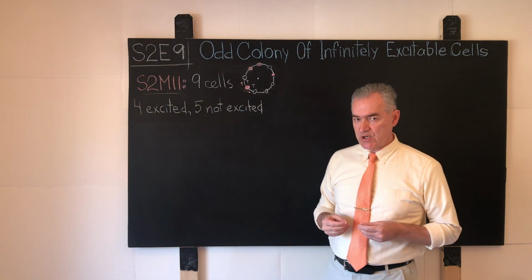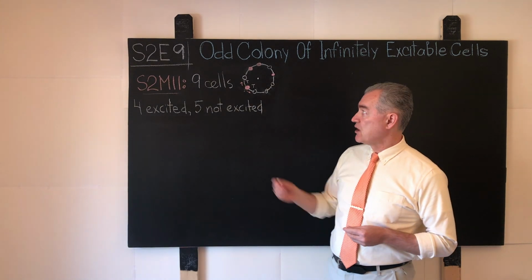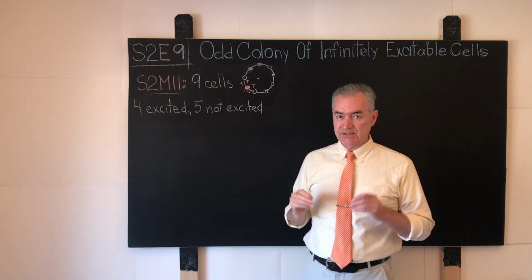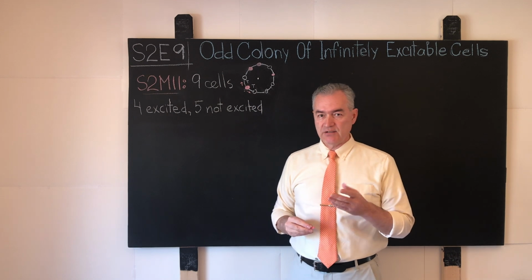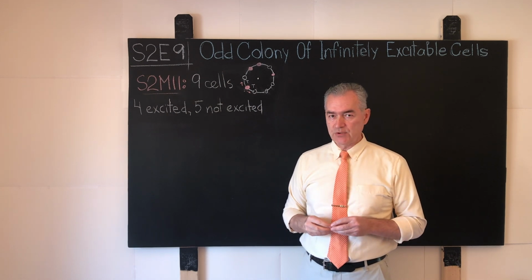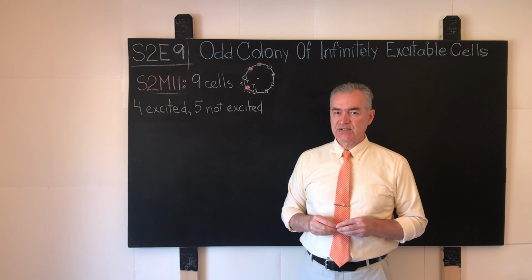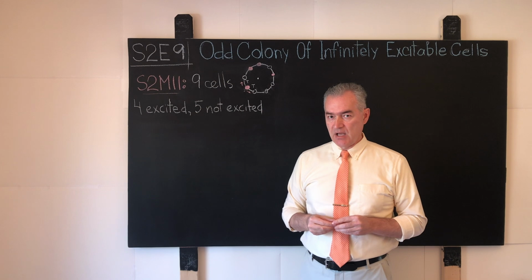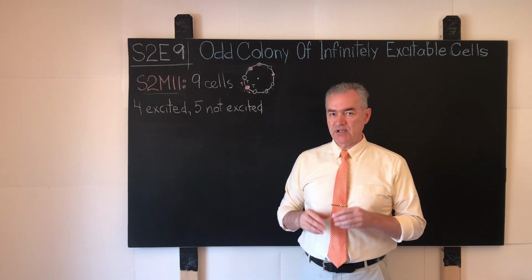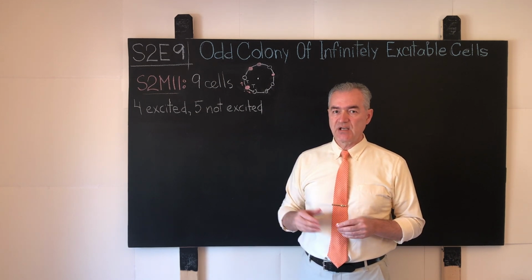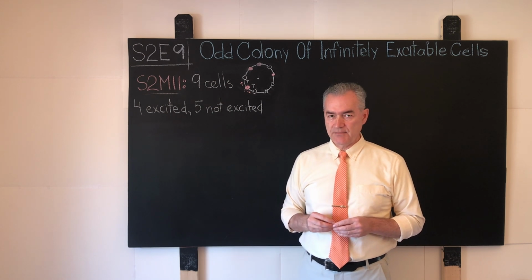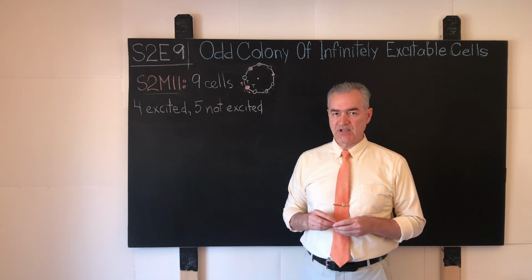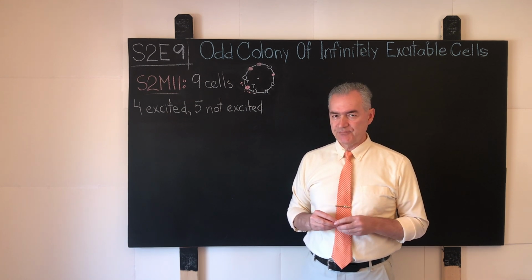For the purposes of the question that is posed by this problem, we'll agree that the entire colony of cells is in the excited state if in that colony, at that particular moment of time, there exists at least one cell that is in the excited state. And likewise, we'll agree that the entire colony of cells is in the not excited state if all of its cells are in the not excited state.